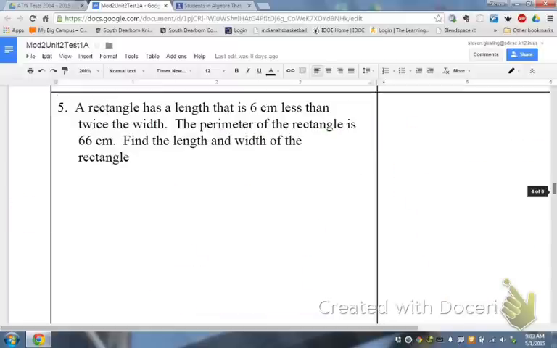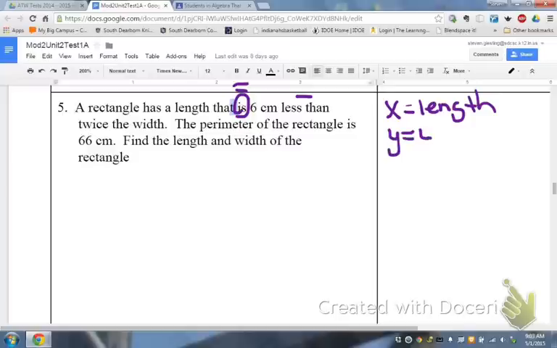Our final question on this standard is number 5. Again, we have to write our two systems of equations. A rectangle has a length that is, so as soon as I see my "is," I know I'm going to put an equal sign there, 6 centimeters less than, so we'll subtract, twice the width. So we'll let x be the length, we'll let y be the width. The length is x equals 6 less than twice the width.